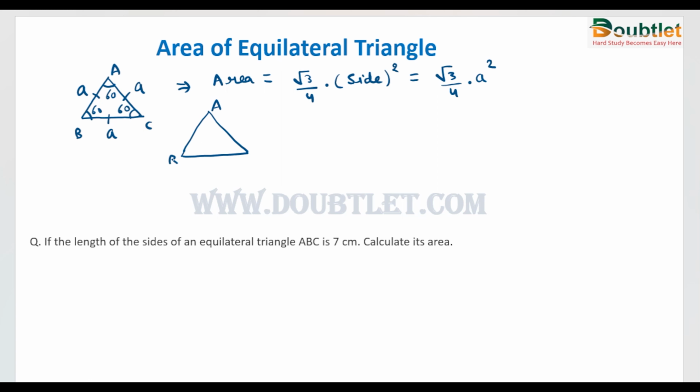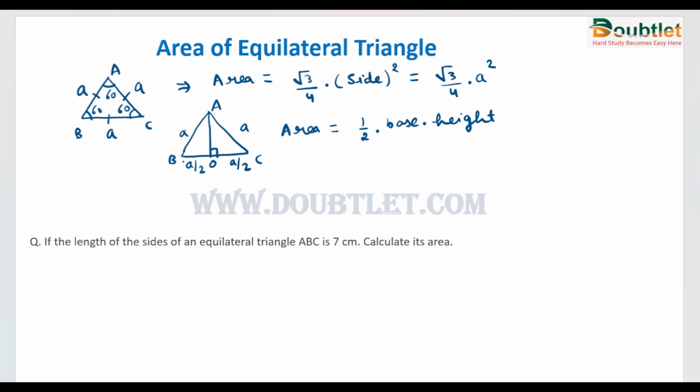So this is A, this is B and this is C, and this length is A, this is also A. Due to symmetry, if we draw a perpendicular from A to the line BC, then this will divide the line BC into two parts of length A by 2 and A by 2. Now to find the area of this triangle, we need two things. First is base length and another is height. So 1 by 2 multiplied by base multiplied by height.